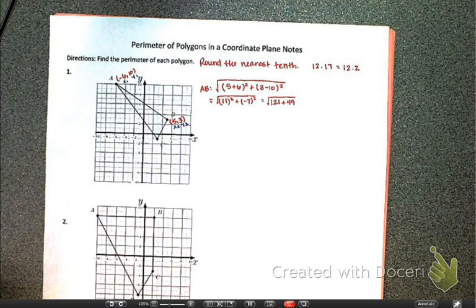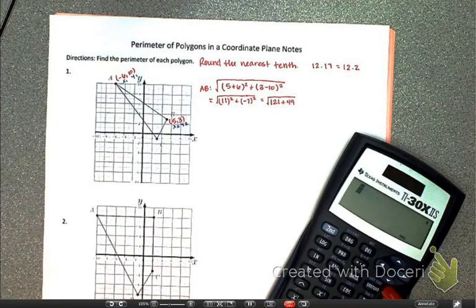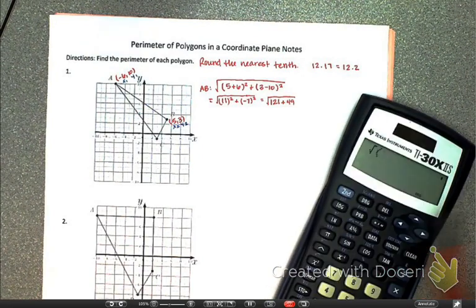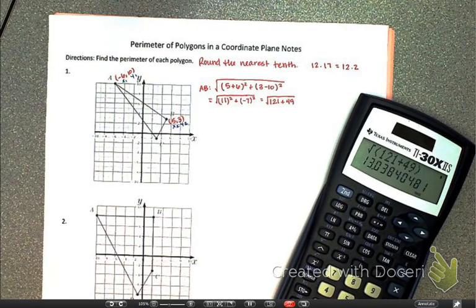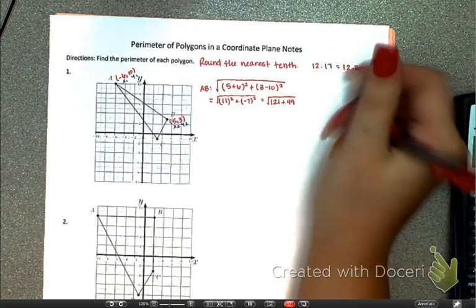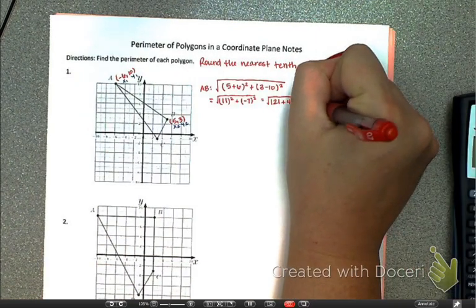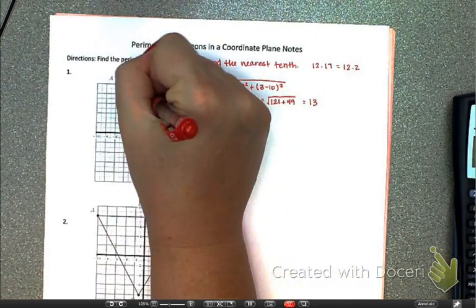You should know how to use your calculator at this point, so remember the square root button is the second, and then the x squared has the little square root right above it. So the square root of 121 plus 49 gives me 13.03. What is that rounded to the nearest tenth? 13. So the length of AB is 13.